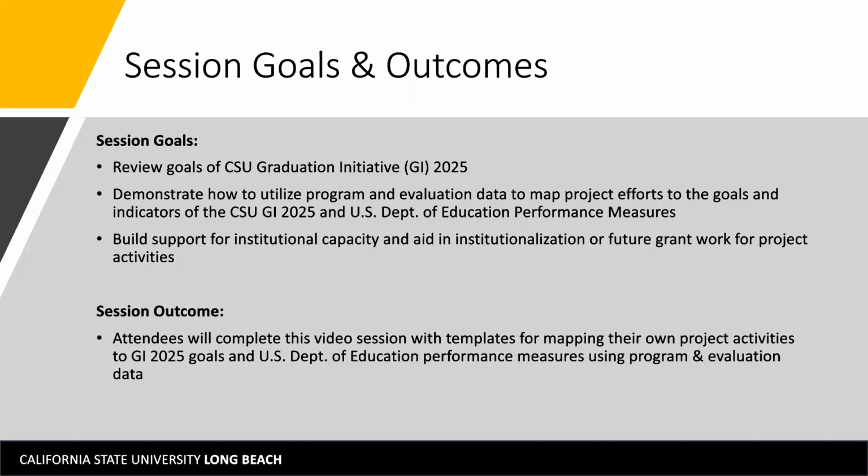The third goal is to build support for institutional capacity and aid in the institutionalization or future grant work for project activities. Hopefully by the end of this video session, you will walk away with the completed templates mapping your program activities to both the GI 2025 goals and to the U.S. Department of Education performance measures using both program data and evaluation data.